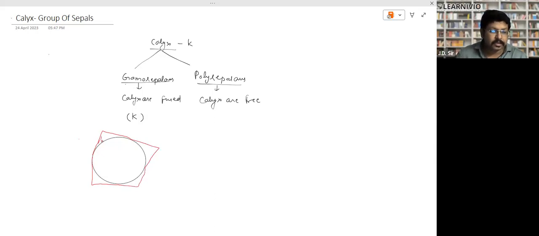So in the floral diagram, we will represent this situation like this, right? These are the calyx, this outermost whorl is the calyx, and their margins will be fused with each other, right? So this is the floral diagram, and in the formula we will write it this way. When we represent the gamosepalous condition, we write K, and K should be put inside the bracket.